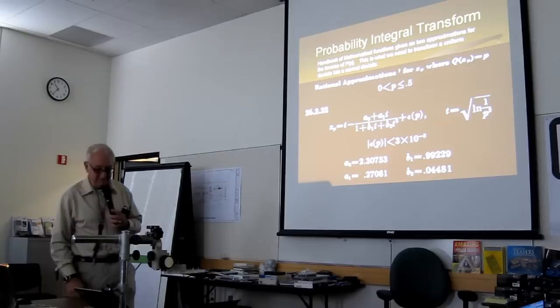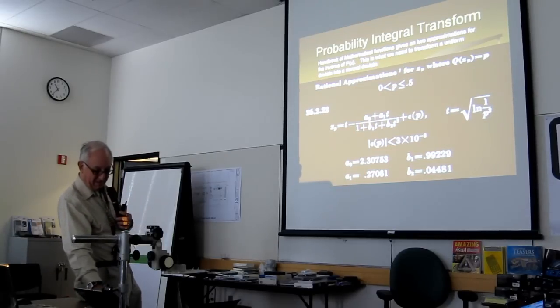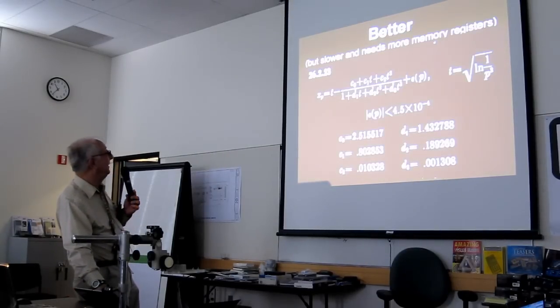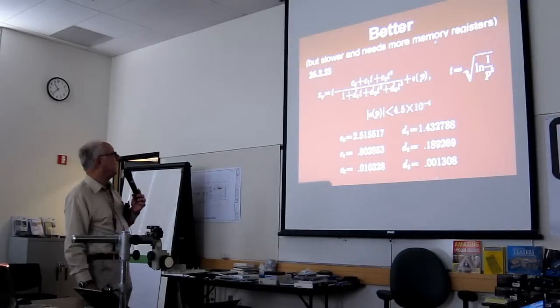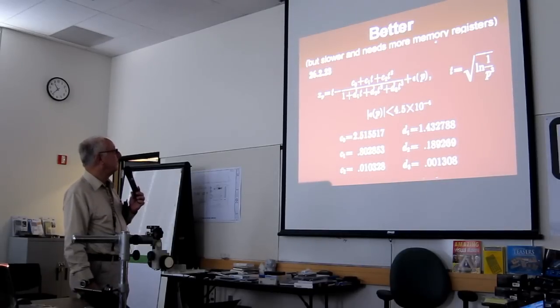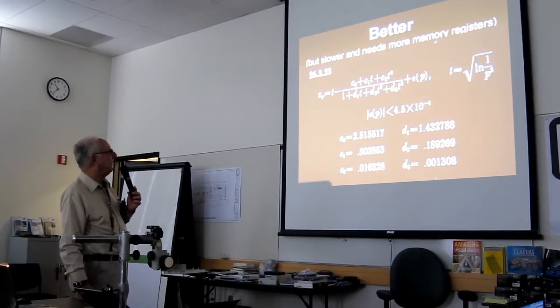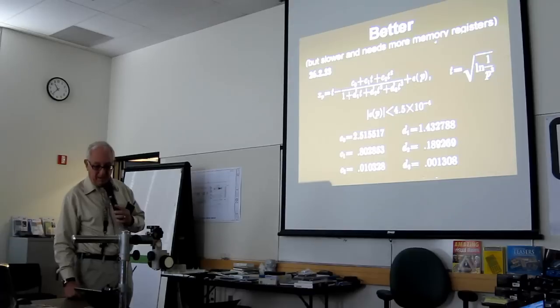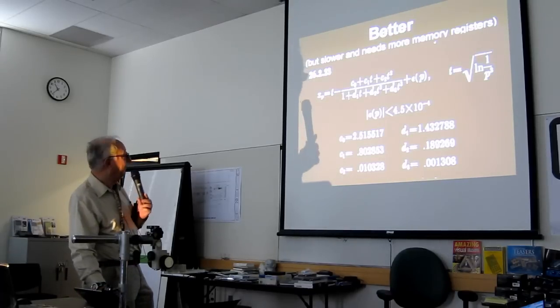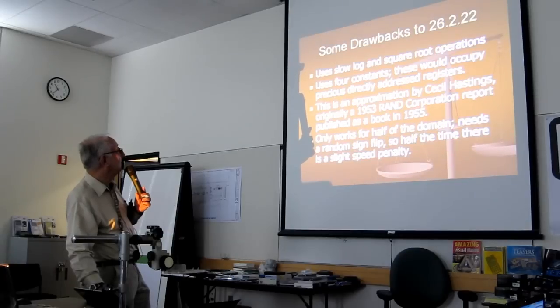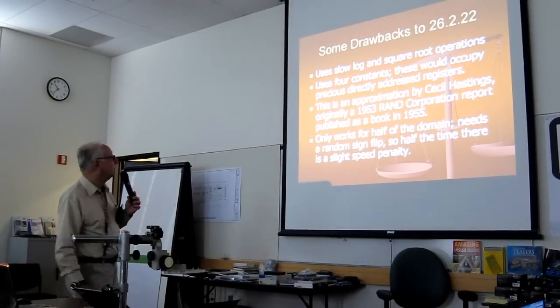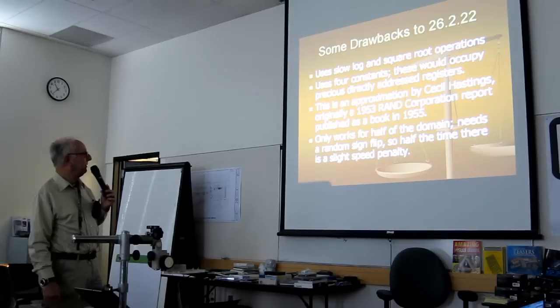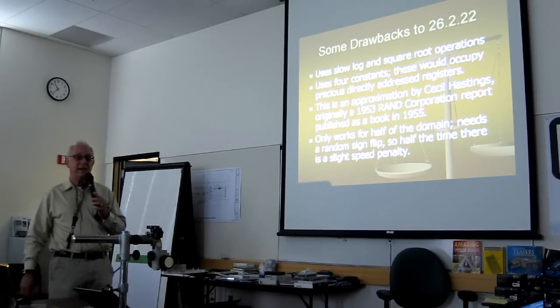So that's a problem. So there's a better approximation also by Hastings, and of course it suffers from the same slow problem. So let's have a look at this. You've got the slow, and then you've got all these constants that have to be pre-stored.